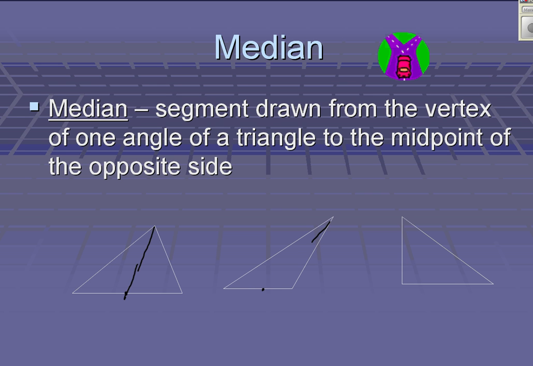Now, of course, it doesn't have to be the bottom segment. We can connect the midpoint of one of the other sides to a vertex, and we can do that to all three. And that would look something like this if we did one for each triangle here.